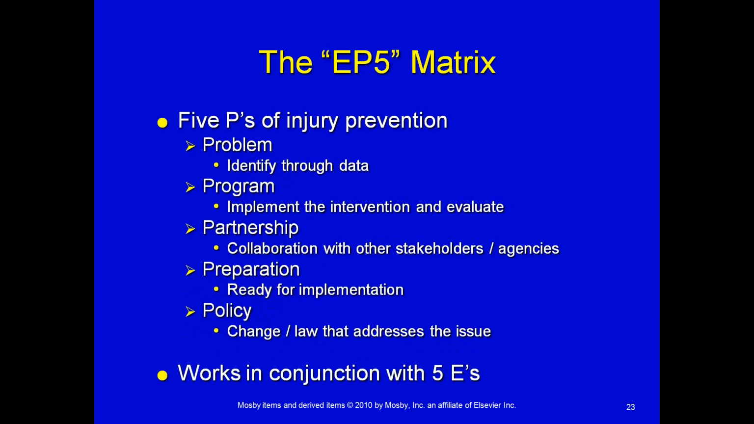The 5 P's of injury prevention include problem, and we identify the problems of injuries that are occurring by sorting through the data. As we look at data that's coming in, we found a problem. EMS providers are taking too long on scene with life-threatening critical injuries. Program, that's another P in the 5 P's of injury prevention, and it includes implementing the intervention and evaluating it.